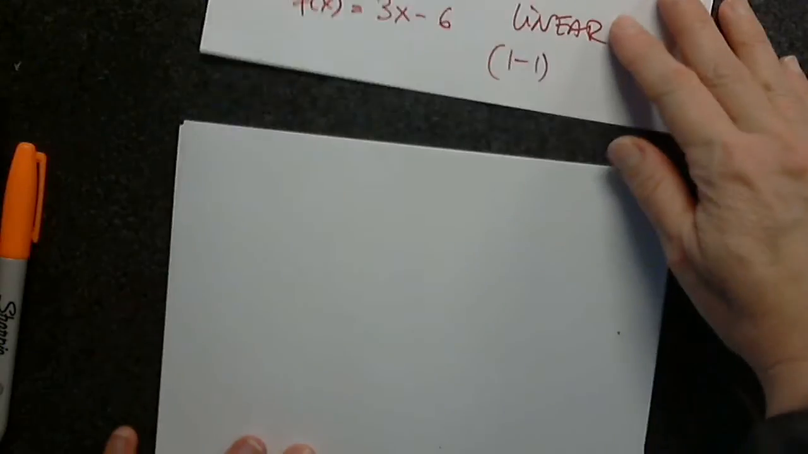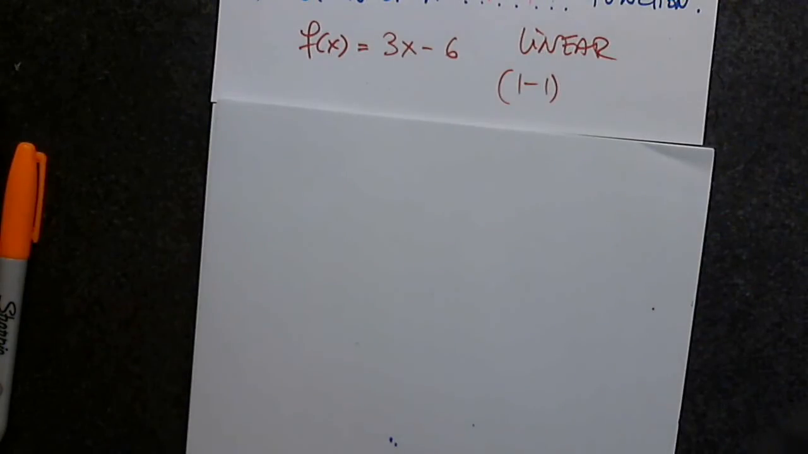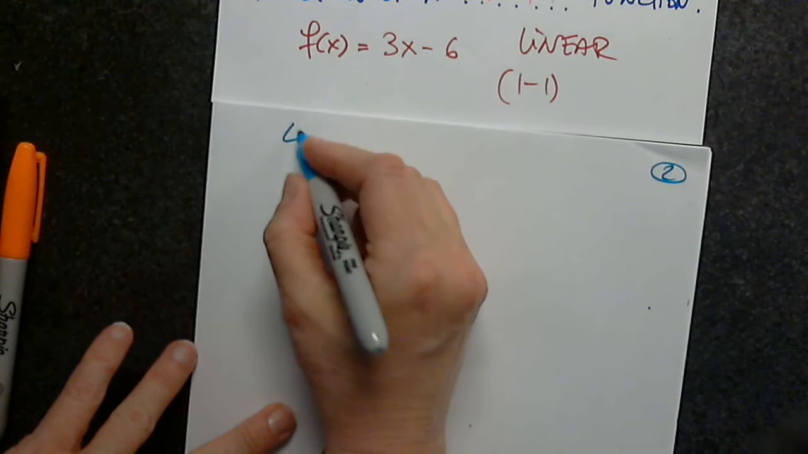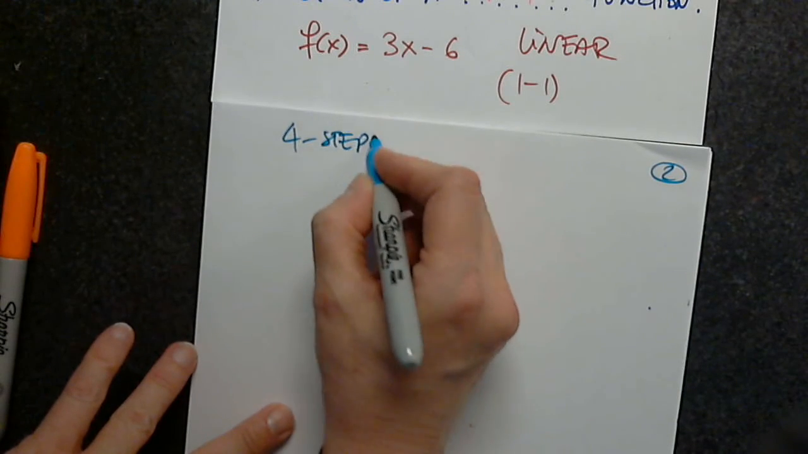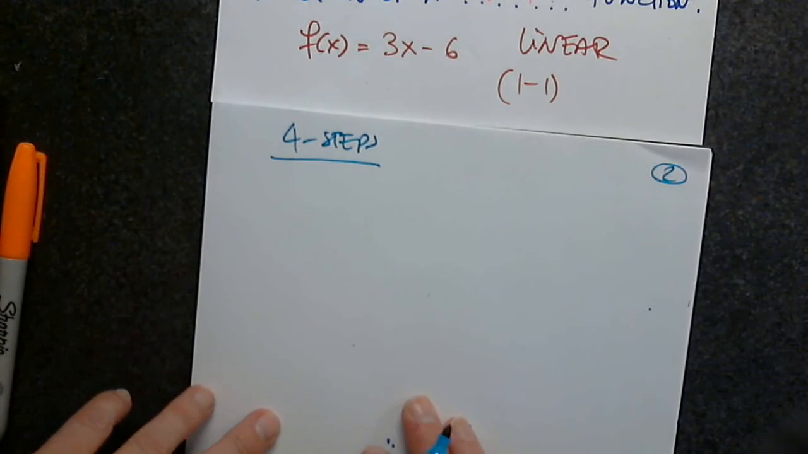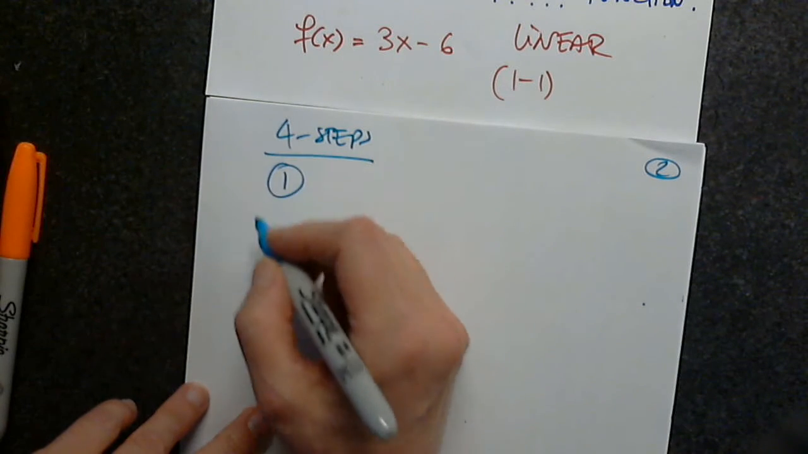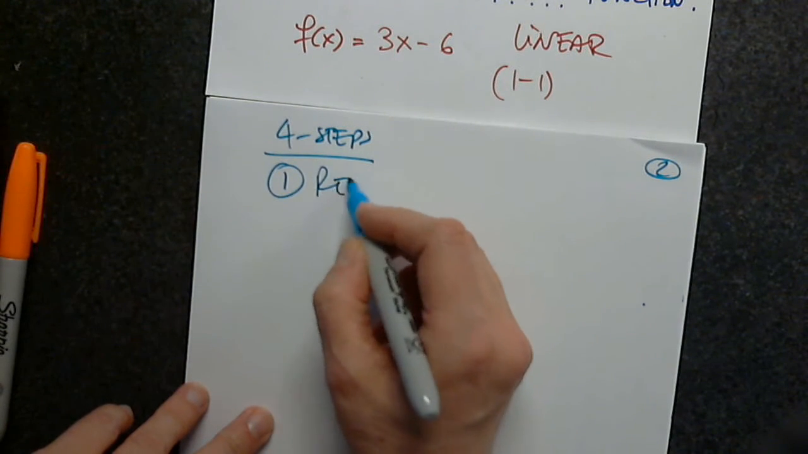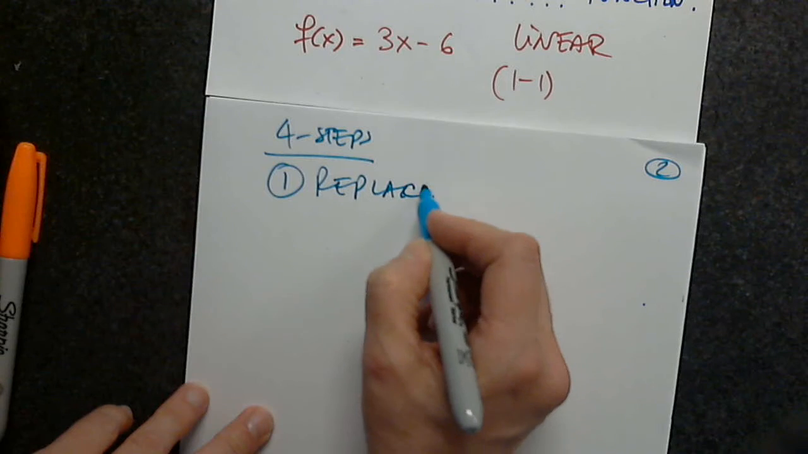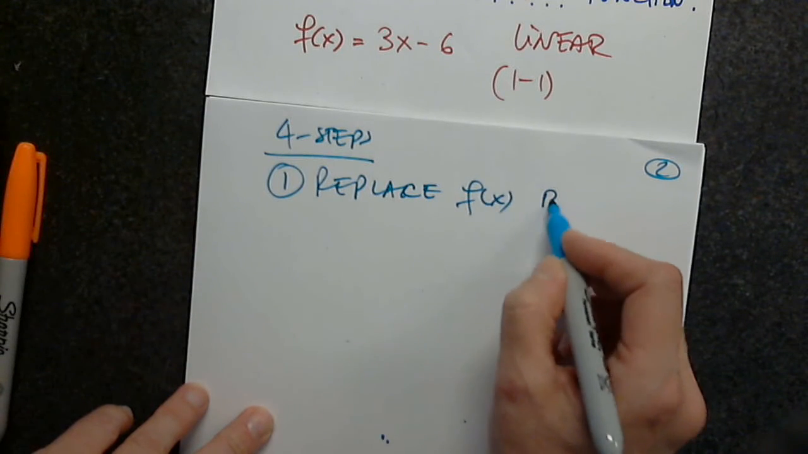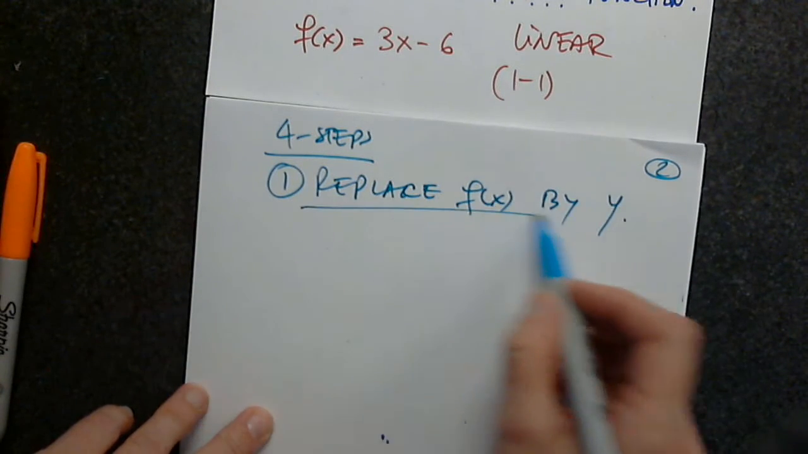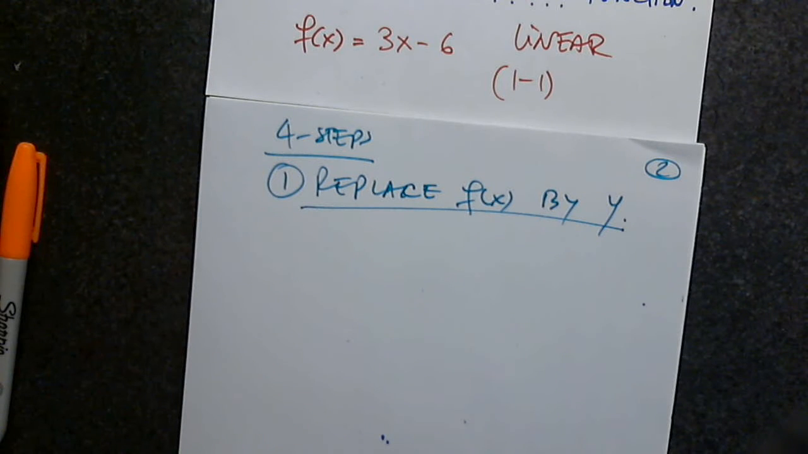Yes. Okay. It's a 4-step procedure. Step number 1, replace f of x by y. Before I do that, I would like you to tell me whether you give me permission to do that or not. Am I allowed to replace f of x by y?